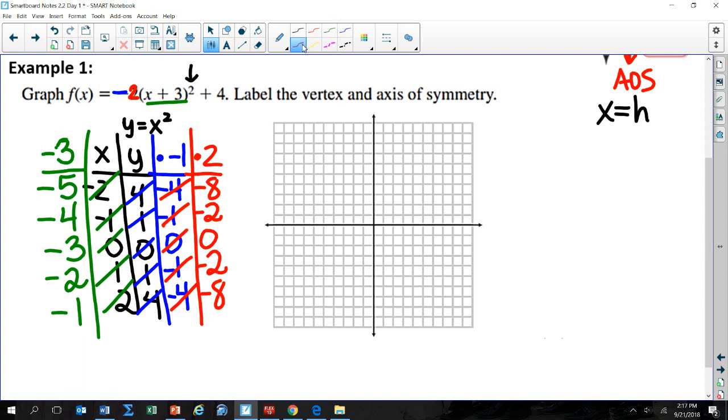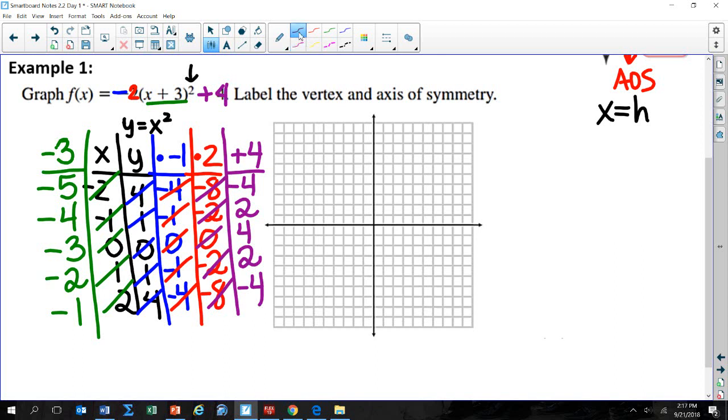And last but not least, I see this +4 on the end. That is my up 4 shift. Anything that moves up is a vertical change, so I'm going to change all my y values if I'm moving my graph up by 4. So I have -4 become 0... that is, the y values become -4, 2, 4, 2, and -4. That's about as hard as it gets with all those transformations. So that gives me my function to graph.